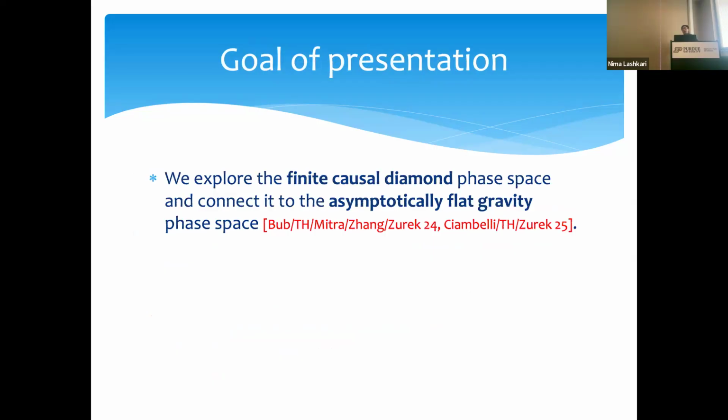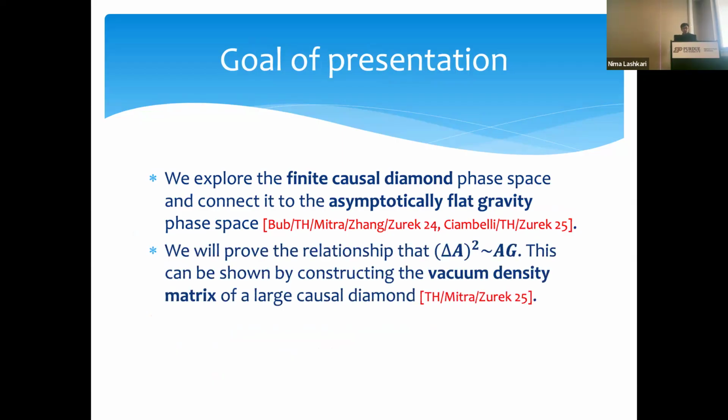So let me be a little bit more precise in what I want to show you. So the first part, we're going to explore the finite causal diamond phase space, and we're going to connect it to the asymptotically flat gravity phase space. And in particular, after we do that, we're going to be able to show the relationship where the variance of area fluctuations of this finite causal diamond is proportional to not just the UV scale, but a product of the UV scale and the IR scale. So A is the area and G is Newton's constant. And the way that we're going to do this is by constructing the vacuum density matrix associated with a large causal diamond explicitly.